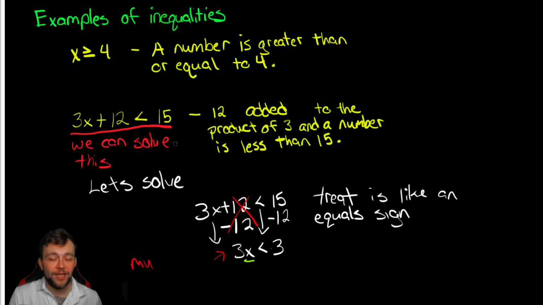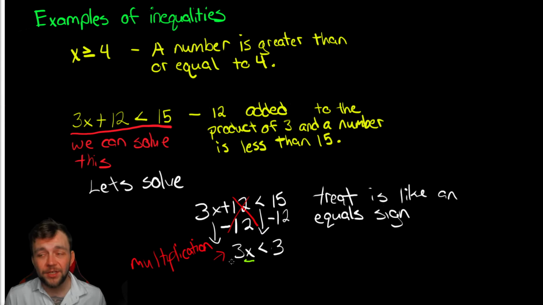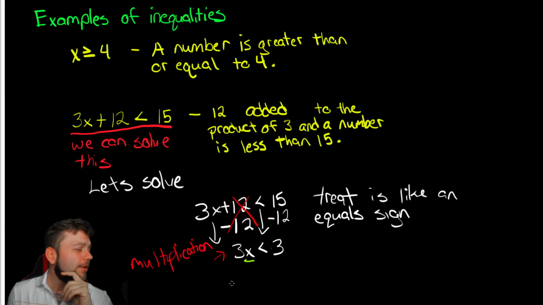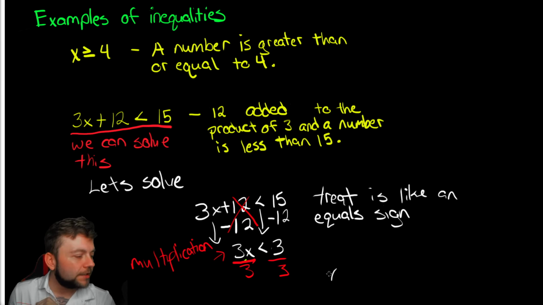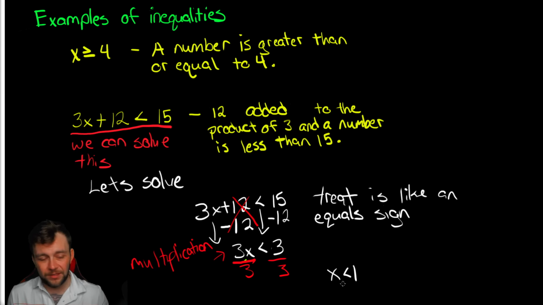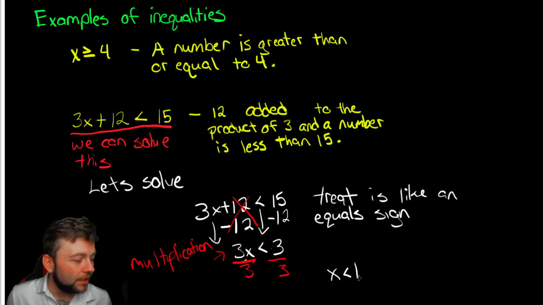So I will finish writing out everything. So we have our multiplication happening between the 3 and the x. So what is the opposite of 3 times x? How do you undo multiplication? You divide. So you divide both sides by 3, and that gives us the solution to this, that x is less than, what is 3 divided by 3? It is 1. Yes, 3 divided by 3 is 1.